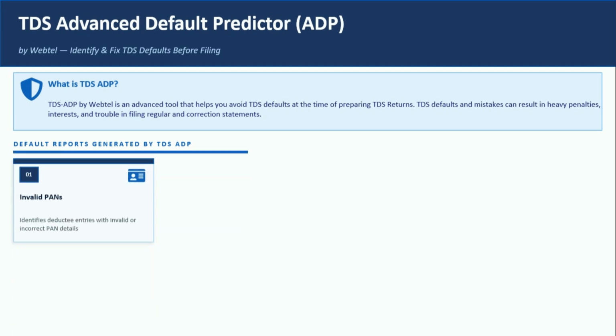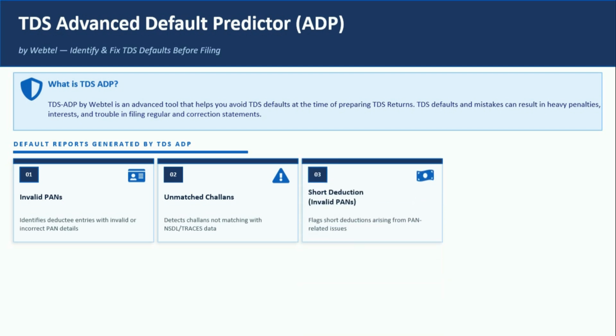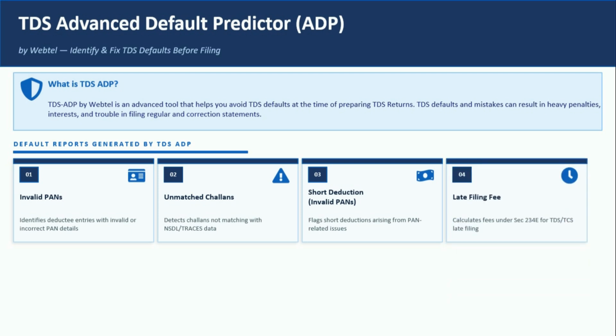Invalid PANs identifies Deductee records with invalid or incorrect PAN details. Unmatched Challans detects Challans that do not match with NSDL or Traces data. Short deduction due to invalid PANs flags cases where lower TDS has been deducted because of PAN-related issues. Late filing fee calculates the applicable fee under Section 234E for delayed filing of TDS or TCS returns.